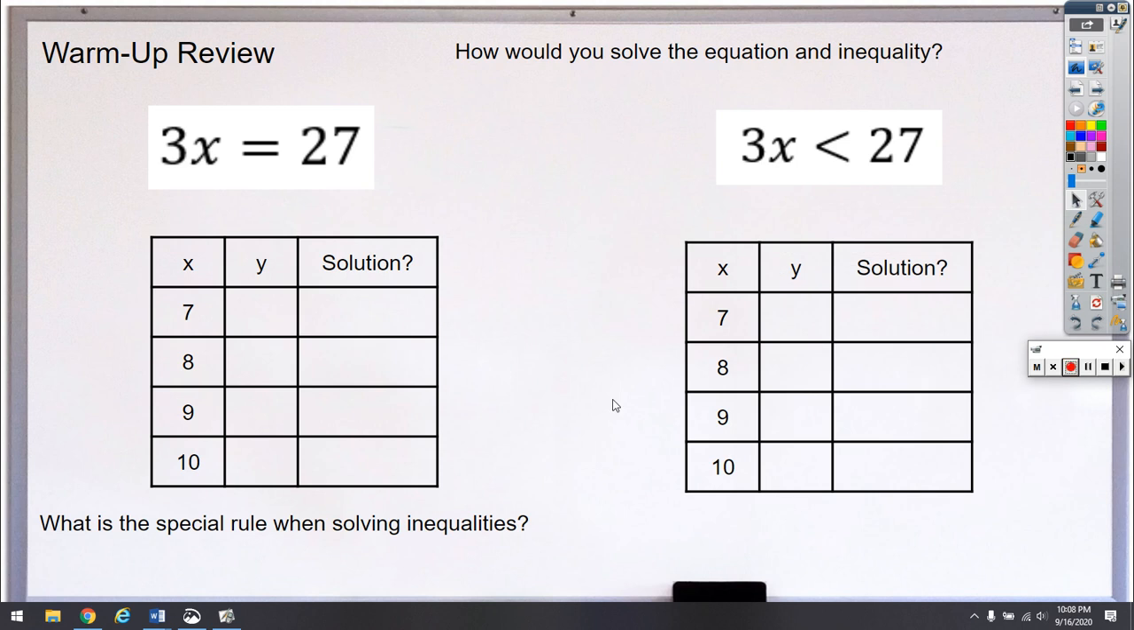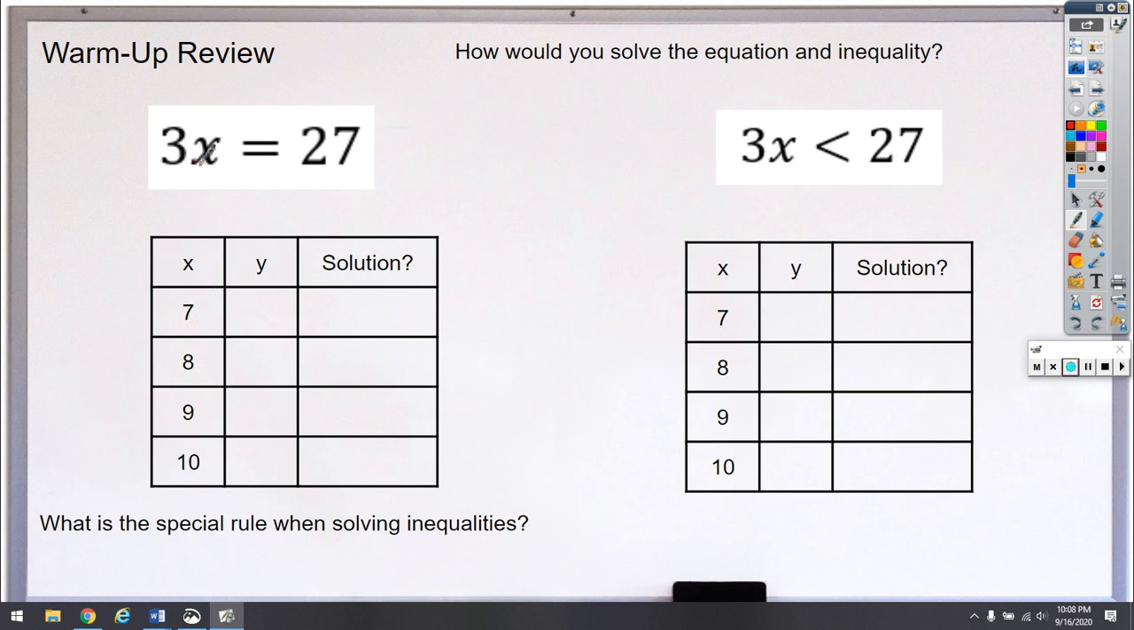Alright, so for our warm-up today, we have two types of situations. I have an equation here, and then I have an inequality. So what we want to know is, how do you solve these equations and inequality, and what type of solution sets will we have for each one?